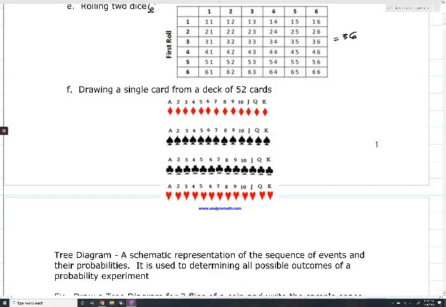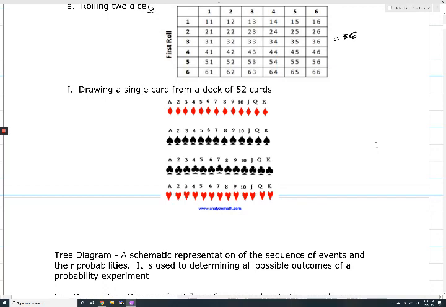And then lastly, drawing a single card from a deck. So drawing a single card from a deck of 52, all of those are the possible outcomes. I could get the ace of diamonds or the 2 of clubs. It doesn't matter, but there's 52 different outcomes, and that's the sample space. Each individual card is in the sample space.